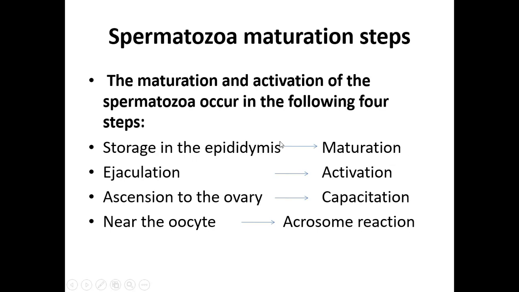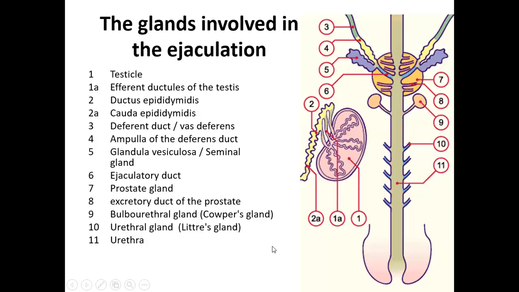Just for instance, I have to say that in the epididymis we have stereocilia, which suck out all the excessive cytoplasm and make the cells more active. Then after ejaculation, sperm enters the vagina, and in the vagina activation of the sperm cells takes place, and in progression this process of activation continues with a process known as capacitation. What is capacitation? We will discuss it a little later. And near the oocyte, it performs the acrosome reaction.